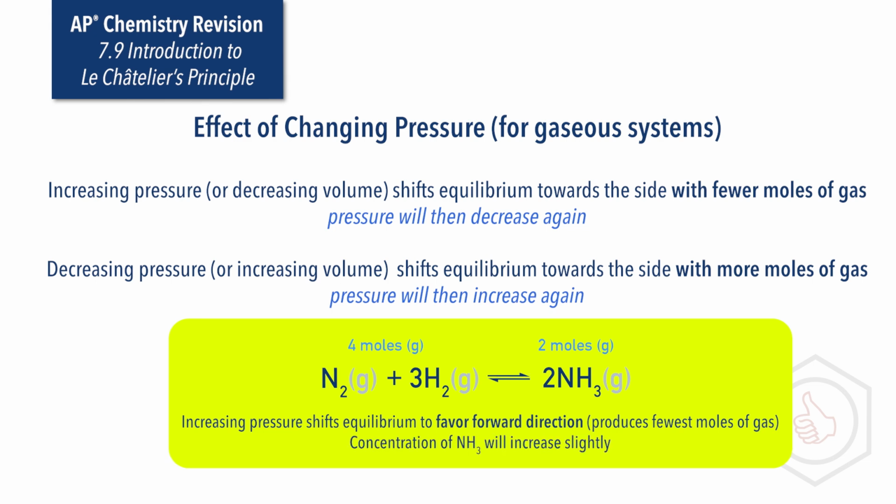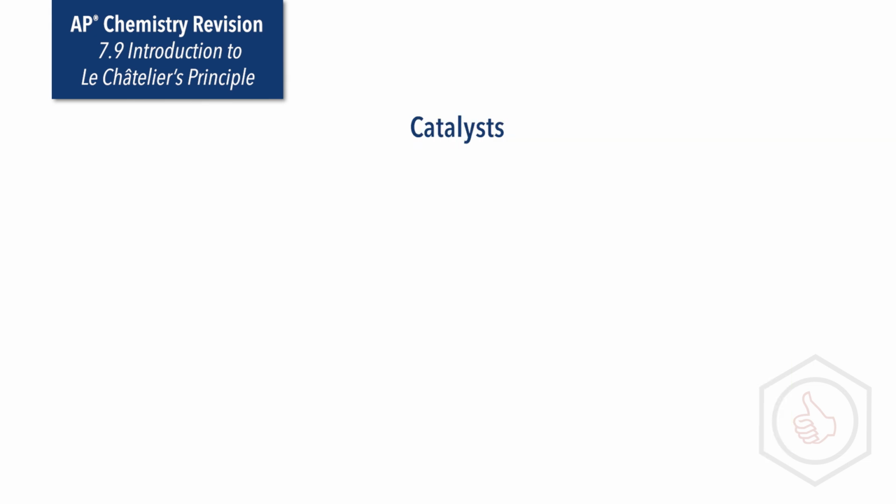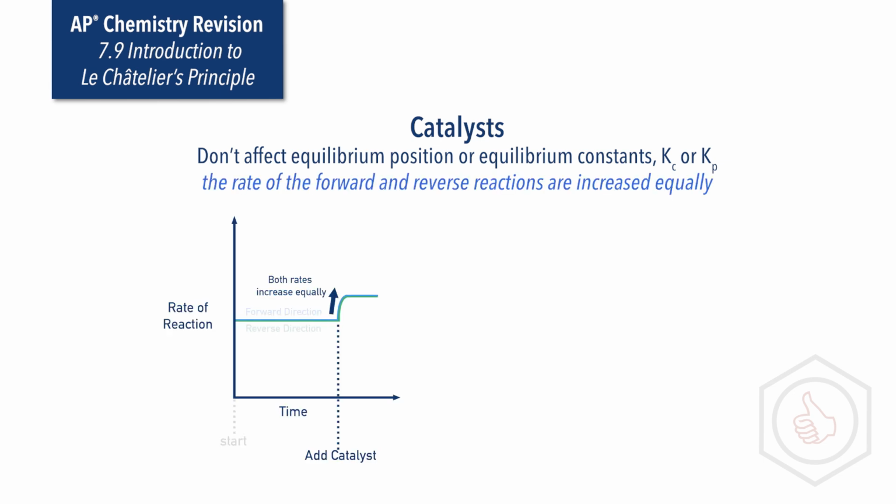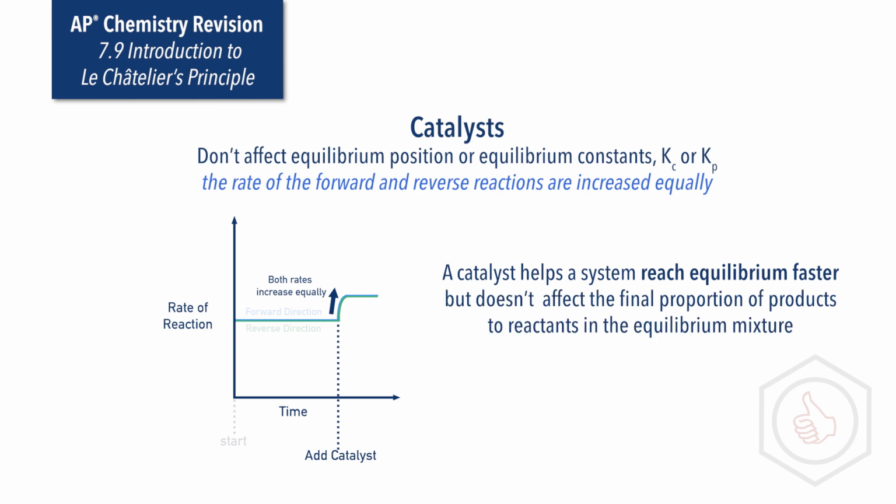Catalysts don't affect equilibrium position or equilibrium constants, K. The rates of the forward and reverse reactions are increased equally when a catalyst is added to the system. As a result, a catalyst simply helps the system reach equilibrium faster, but it doesn't affect the proportion of products to reactants in the mixture once equilibrium is reached.